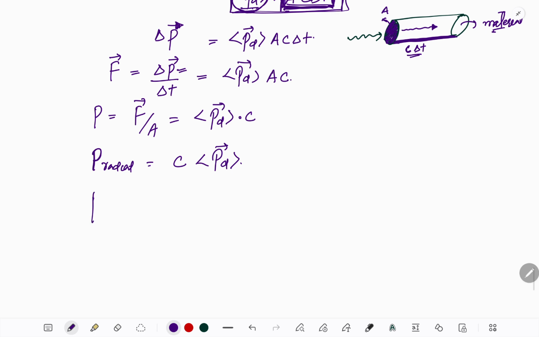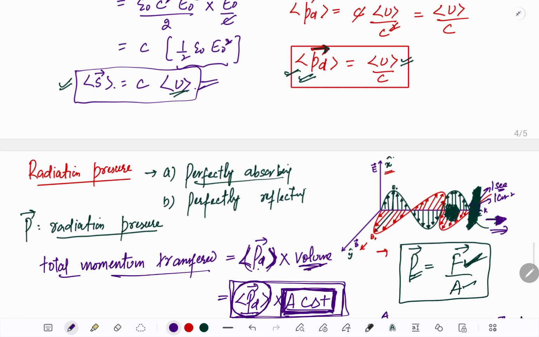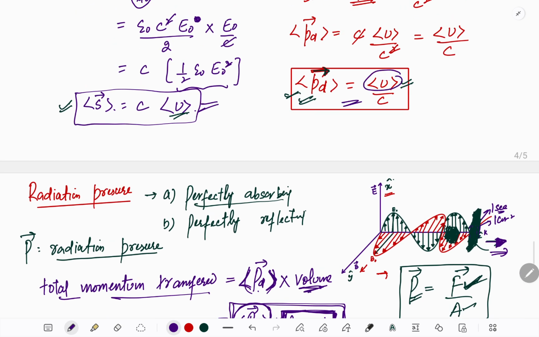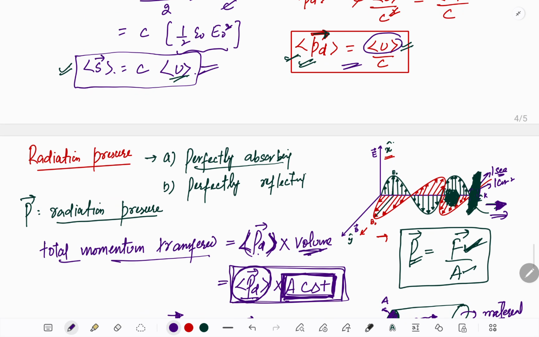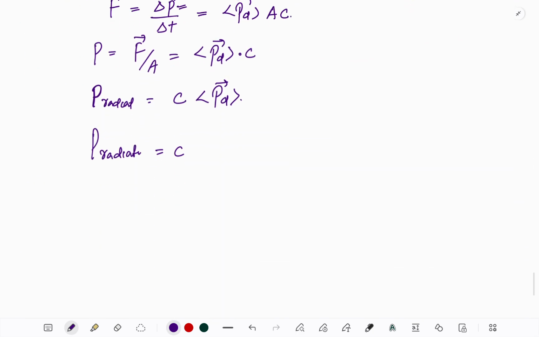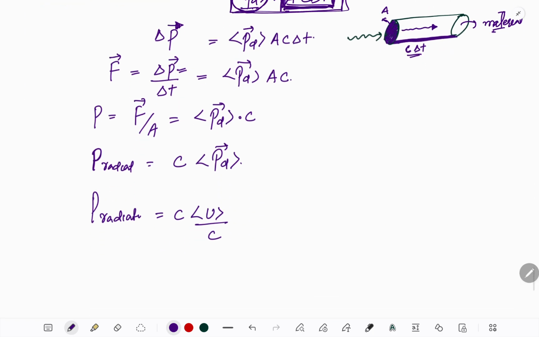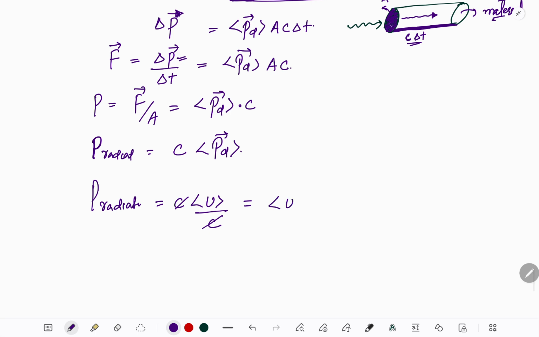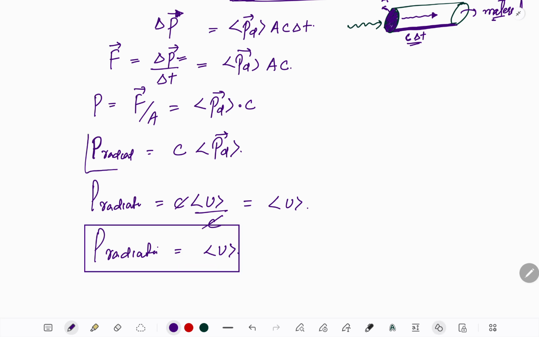And if we write the P radiation in a very different way, C times average of the momentum density we calculated as average of energy density divided by C. So C will go, and P radiation is equal to the average of the energy density. This is again a very important formula. This formula is very important in itself.